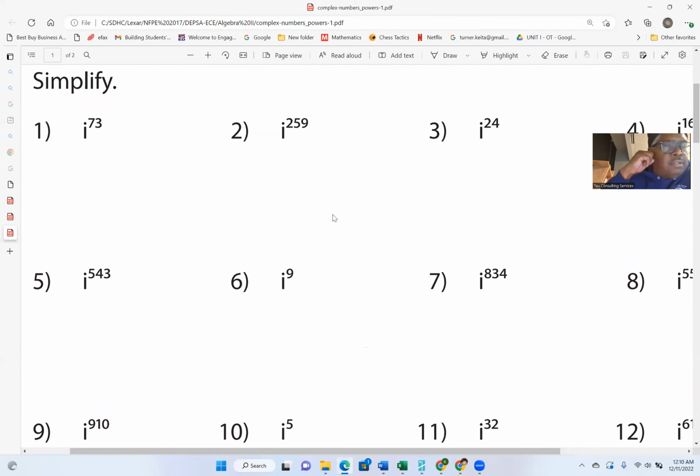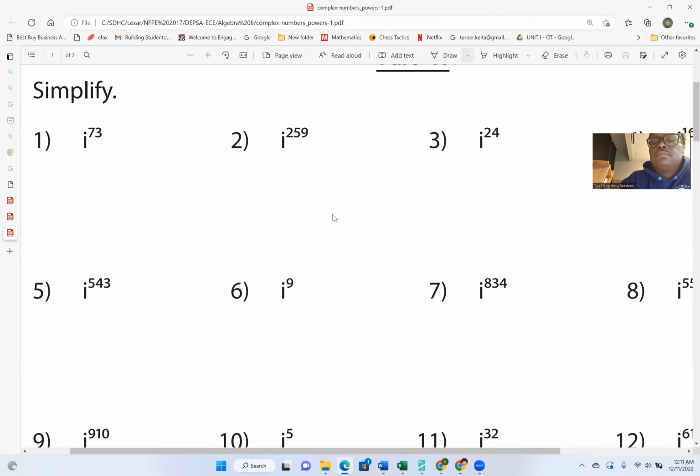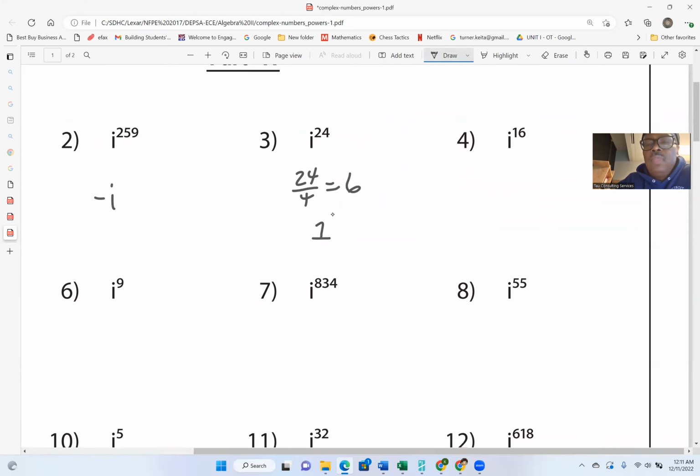We already did i to the 73 and i to the 259. We know this is going to be i, this is going to be i, and this is going to be -i. i to the 24th: 24 divided by 4 is just 6, a whole number, so that's just going to be 1. i to the 16th: 16 divided by 4 is 4, a whole number, meaning there's no remainder. We get 4, so this is going to be 1.